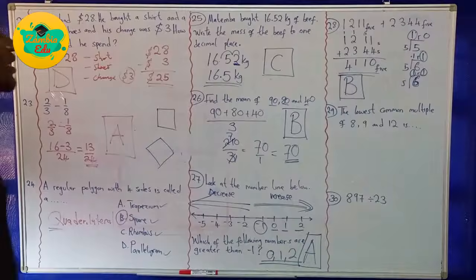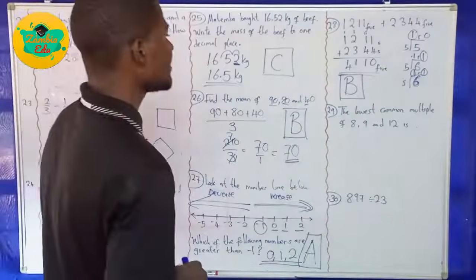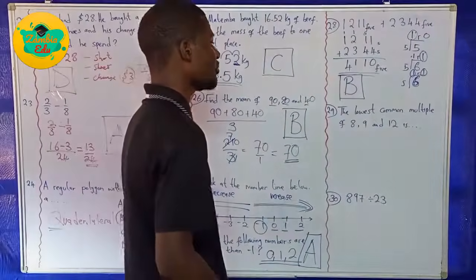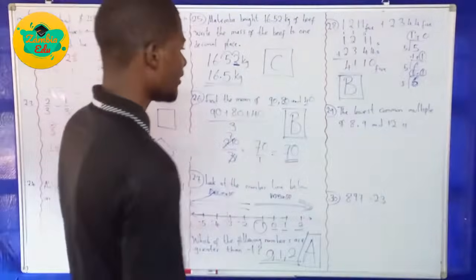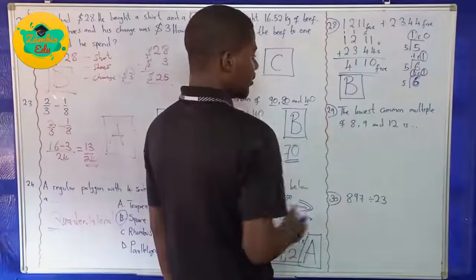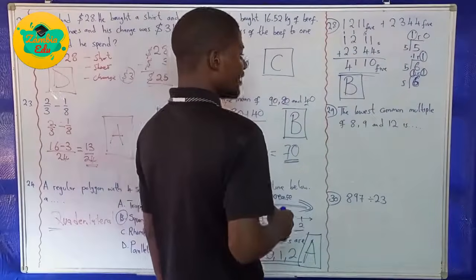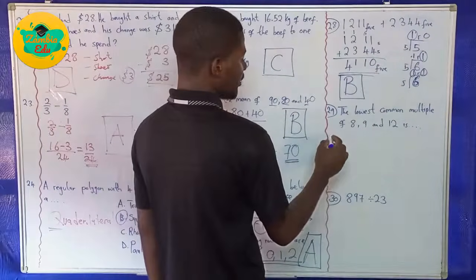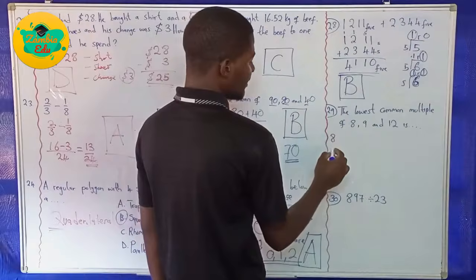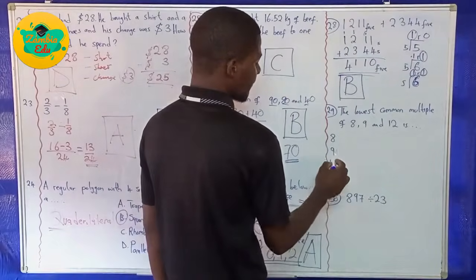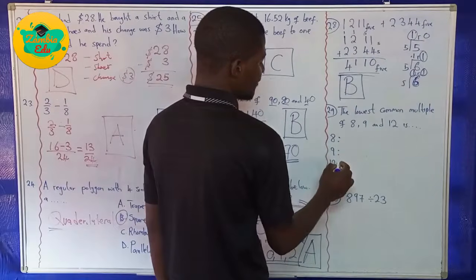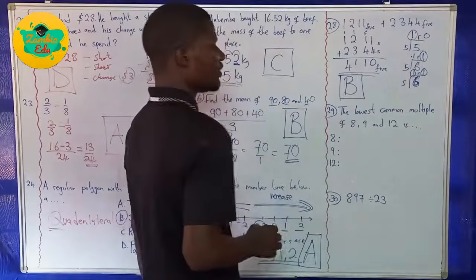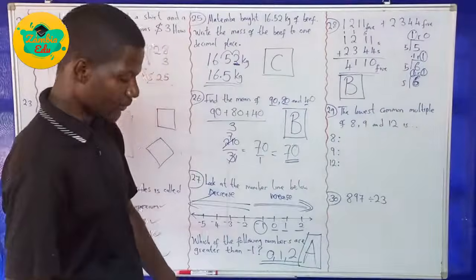Question 28 says the lowest common multiple of 8, 9, and 12 is. So we're going to write them in that particular way. And let's find the multiples of each value.